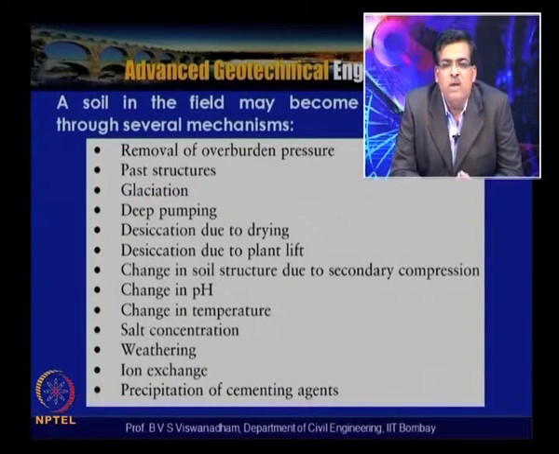A soil in the field may become over consolidated through several mechanisms. First, a structure might have existed in the past but may not be there today, so removal of past structures and overburden pressure, or glaciation, and deep pumping of groundwater. And desiccation due to drying, mostly in the vadose zone, makes the upper portion of the soil over consolidated. That is because of desiccation due to drying and desiccation due to plant uplift of water in the vadose zone, and this can also cause the over consolidated state in the soil.